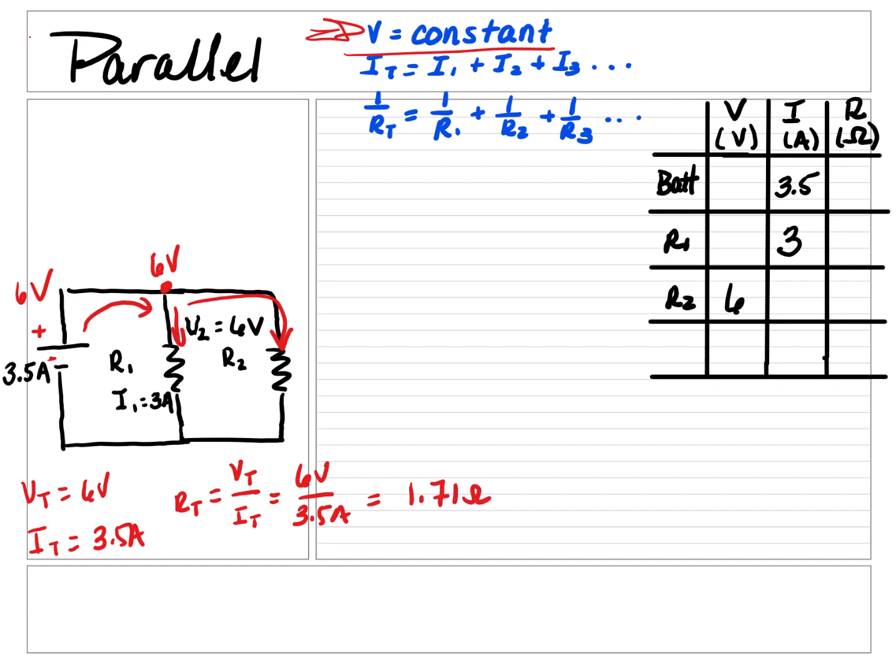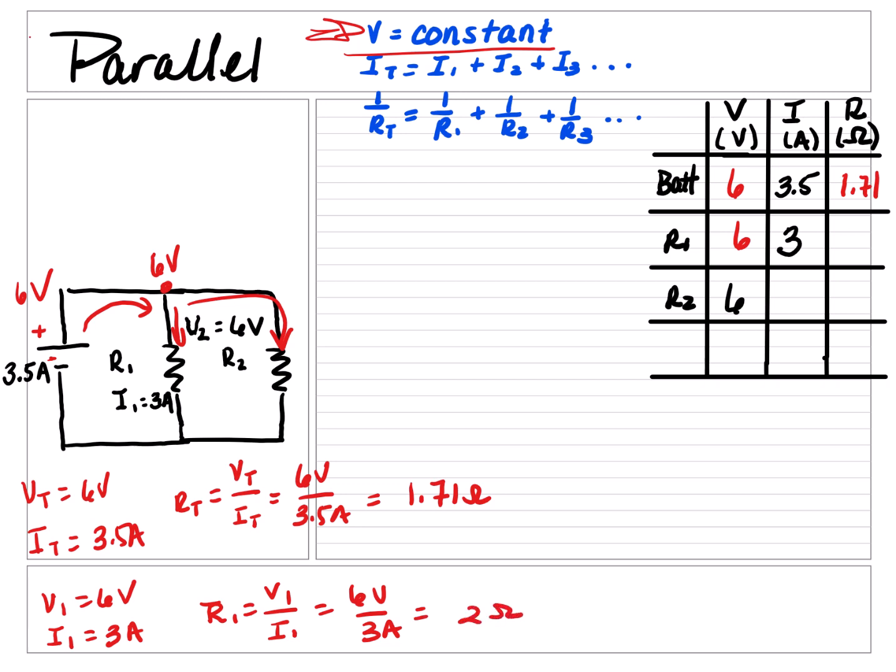So if I complete the table, I know the voltage is constant, so they're all 6. I know my total resistance is 1.71. I could also solve for R1 because V1 is equal to 6 volts. I1 is equal to 3 amps. So R1 is equal to V1 divided by I1, which is 6 volts divided by 3 amps, which is 2 ohms.